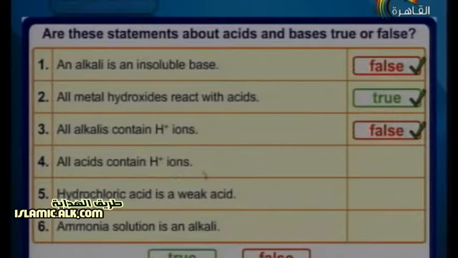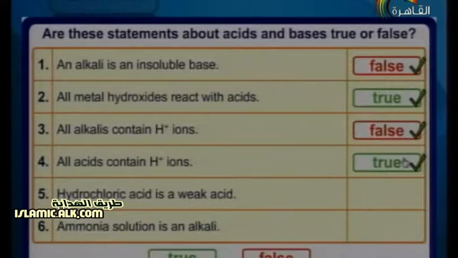Acids contain hydrogen ion. It's true. Why? Because an acid is a material that dissolves in water, forming hydrogen proton or hydrogen ion, that changes litmus paper to what?